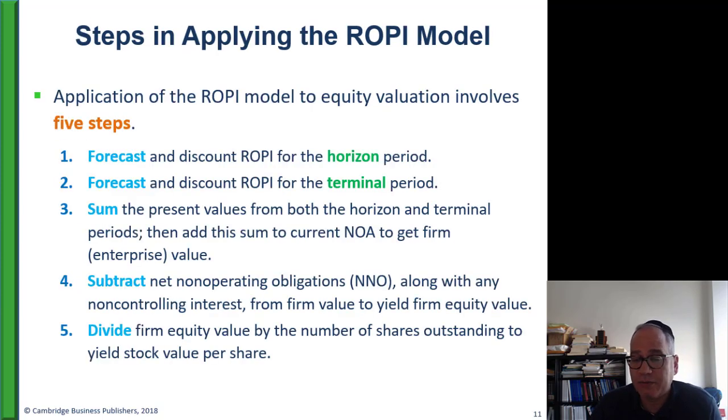Subtract your net non-operating obligations, assuming that it's positive. If it's negative, then you're going to add it. Subtract any non-controlling interest, and that's going to give you your equity value. And you're going to divide equity value by the number of shares to yield stock share value.